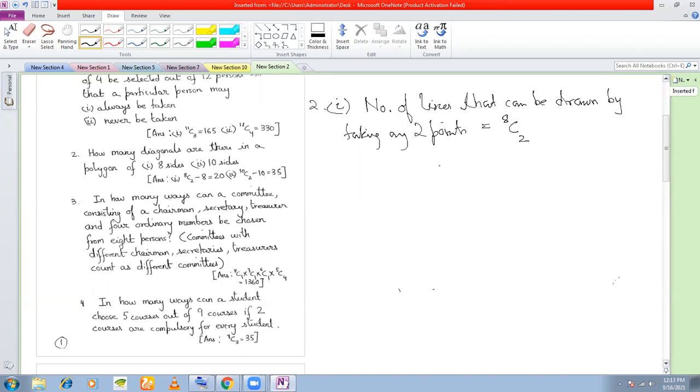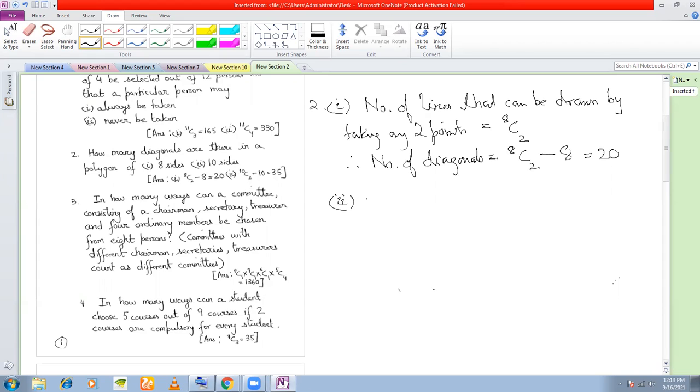Now, because the polygon has 8 sides, how many vertices are there? There are 8 vertices. Yes, okay, sir. It has 8 sides. So therefore, what is the number of diagonals? Number of diagonals is equal to the total number of lines that you have drawn by joining all the points minus 8 sides. And that's your answer. You calculate this to be 20. Okay, 20.